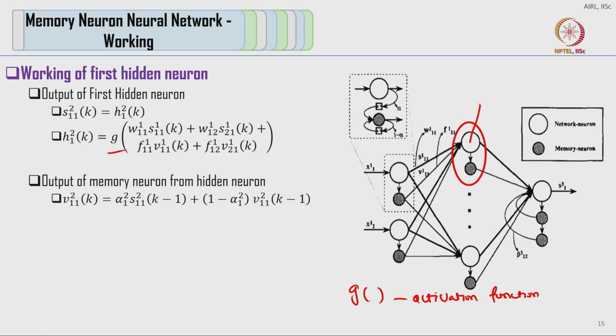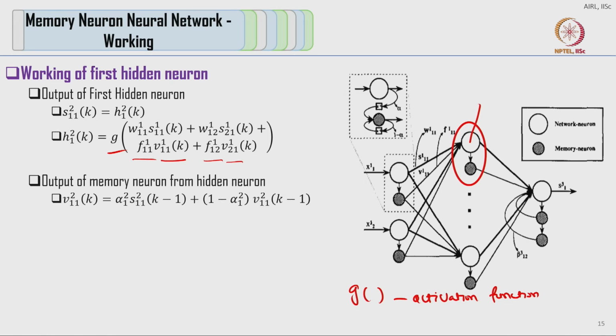But if you look at this particular neuron, it receives input from the network neuron as well as the memory neuron: W11 S1 of k, W12 S21 of k. It also receives input from memory neurons: F111 V1 of k, F12 V21 of k. So, the sum of all the inputs is the net activation potential, passed through an activation function which gives the output.